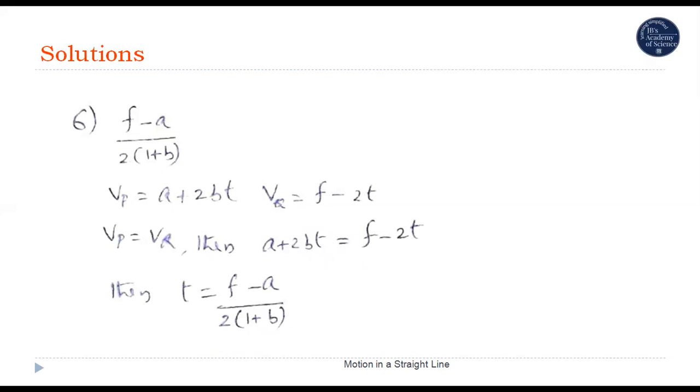Sixth one, f minus a divided by 2 into 1 plus b. The equations of position are given. Finding the derivatives of both, vp is equal to a plus 2bt, vq is equal to f minus 2t. And the condition is vp is equal to vq, the time instant when two velocities are equal. Then a plus 2bt is equal to f minus 2t. Then t is equal to f minus a divided by 2 into 1 plus b.